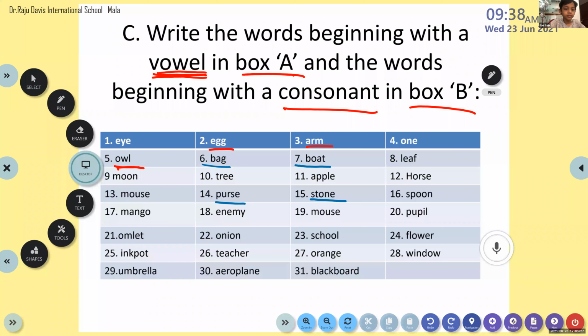So we have finished with purse. Yes. Now let's move on to the next word. What is the next word, Abel? Stone. Stone. In which box do we have to write it?